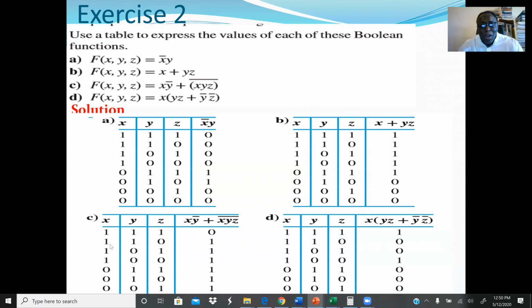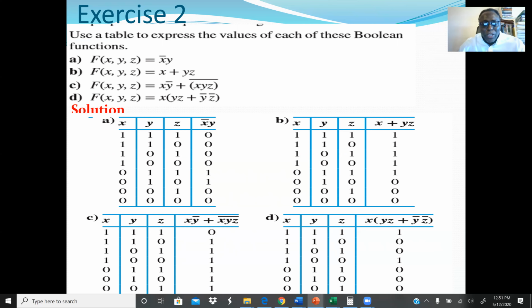The second one again, we have x already, but we need y invert. Y is 1, so y invert will be 0. So 0 times 1 will be 0. Then x, y, and z, the answer will be 0, because it's multiplication. So 1 times 1 times 0 is 0. 0 inverted will give me 1. Then 1 plus 0 is 1. So that's why we have 1 here.